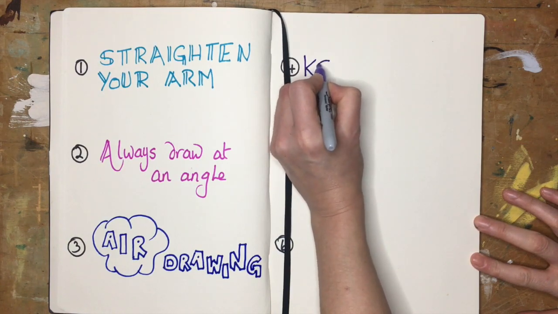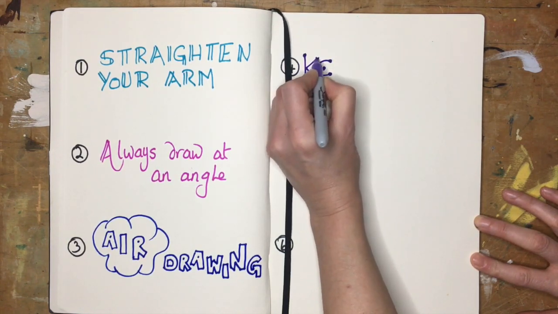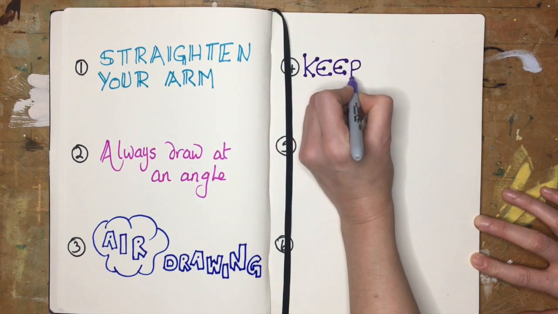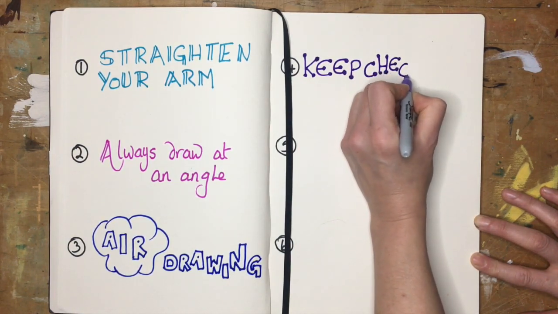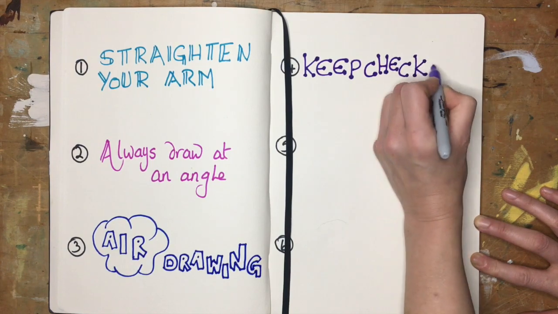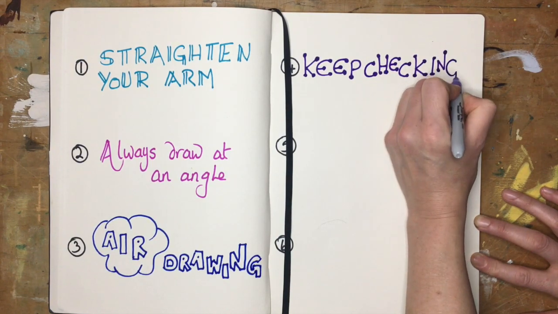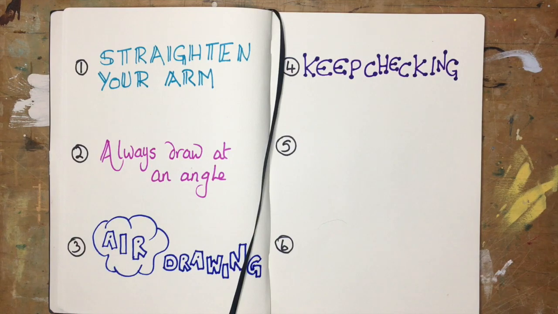4. Keep checking. Always go back and check on your measurements to make sure. Do you remember the woodshop teacher at school saying, measure twice, cut once? Drawing is the same. Check measurements and you prevent mistakes and frustration later on.